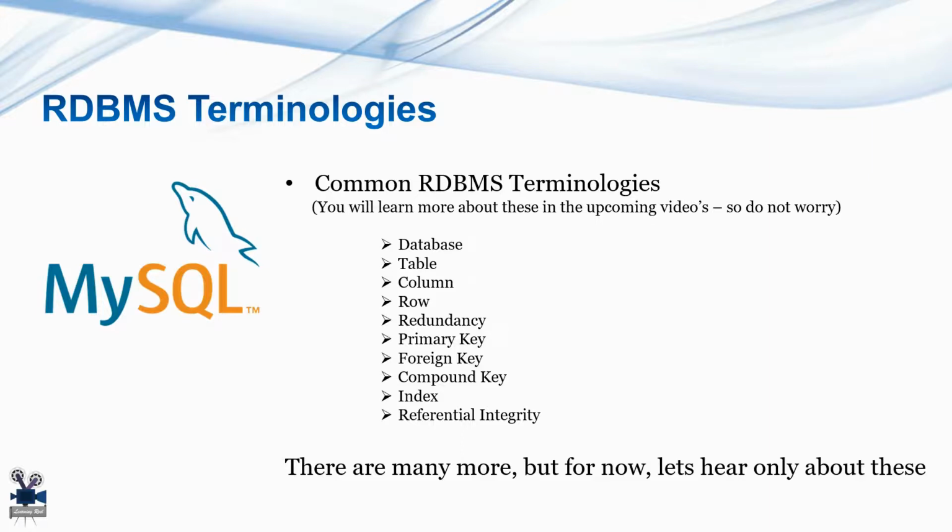Now, next on the list is row. A row, we can say a record, is a group of related data. For example, the data for one subscription, right? The name of the person who subscribed, what sort of subscription they had, and so on, in a line. Redundancy. Storing data twice, redundantly, to make the system faster.